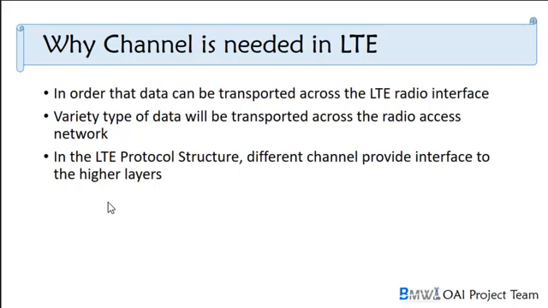So as you can see in this explanation, in order that data can be transported across the LTE radio interface, because in the LTE radio interface there are some different channels, and a variety of types of data will be transported across the radio access network. So later you will see there are a lot of channels in the uplink parts and in the downlink parts. And I think I will only explain the uplink parts because my partner will explain the downlink parts.